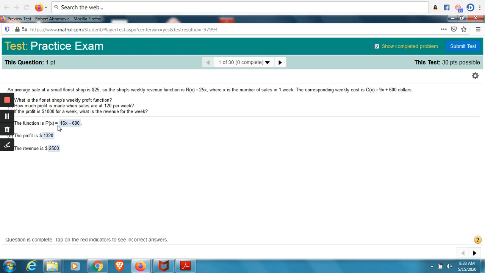And the question here is, what is the florist shop's weekly profit function? How much profit is made when sales are $120 per week? If the profit is $1,000 for the week, what is the revenue for the week?